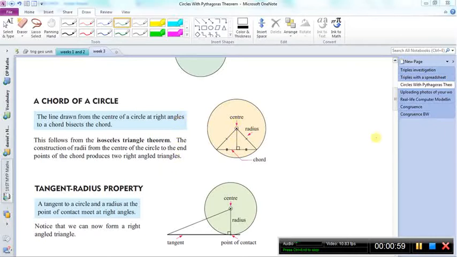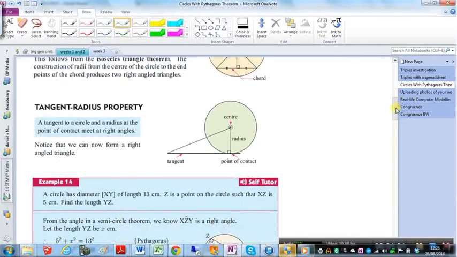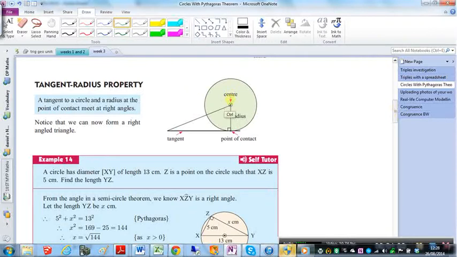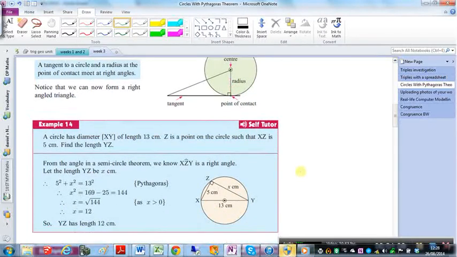We also need to know about the fact that any radius from a circle will always meet a tangent at 90 degrees. So you can see how all of these are going to lead to right angle triangles.